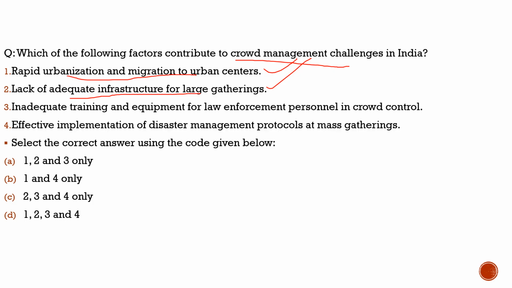Third statement, inadequate training and equipment for law enforcement personnel in crowd control. 100% correct. Our policemen, who are majorly responsible for crowd management, are inadequately trained in how to manage this huge crowd. So this statement is also correct. Coming to the fourth statement, effective implementation of disaster management protocols at mass gatherings. No, this is totally opposite. So with respect to this question, the correct statements would be 1, 2, and 3, and from the code given below, the correct code would be option A.